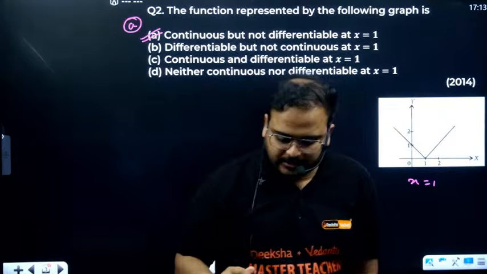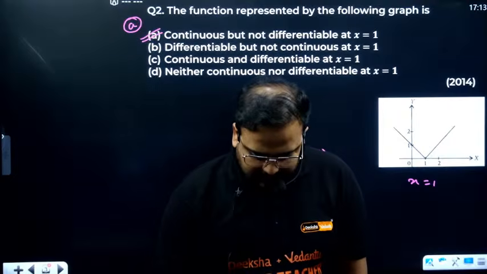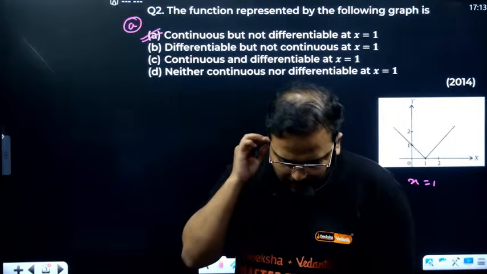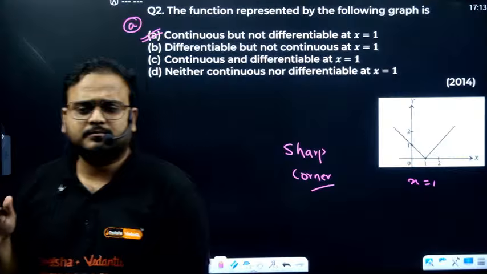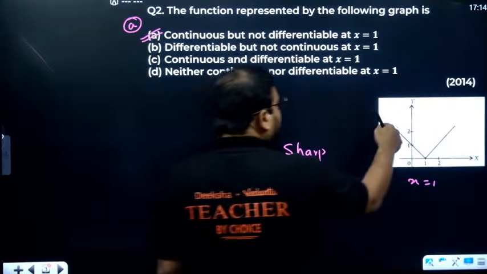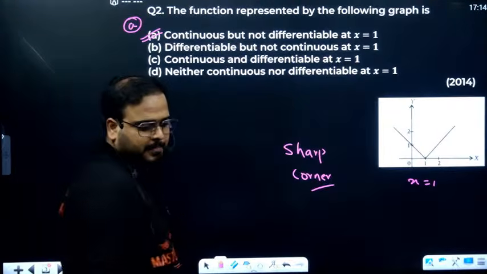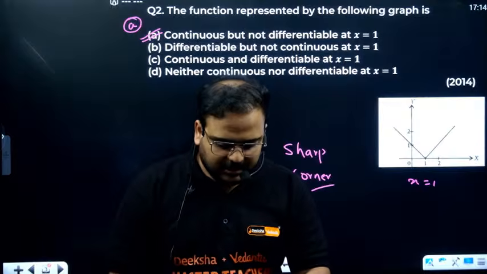Answer is option A. Deepak, that was a wrong answer. Please check what was the mistake. The function is continuous, right? There's no break in the function. But I'm happy that at least you have given the answer.